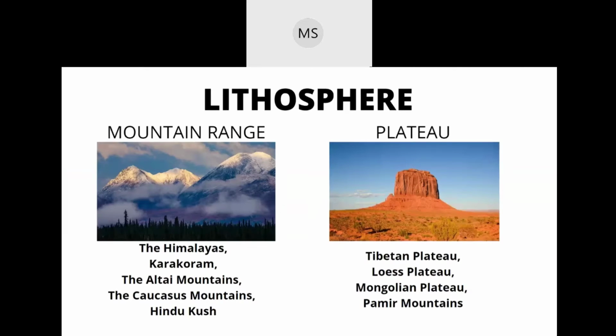And we move on to the lithosphere, which is the mountain range and plateau. The mountain range can be found in the Himalayas, Karakoram, the Altai Mountains, the Caucasus Mountains, and Hindu Kush, while the plateau can be found in the Tibetan Plateau, Loess Plateau, Mongolian Plateau, and Pamir Mountains.